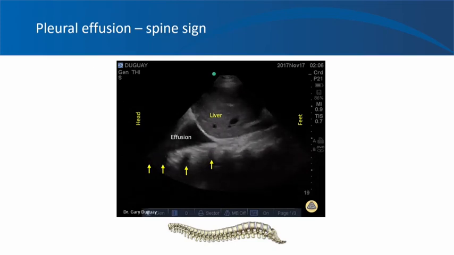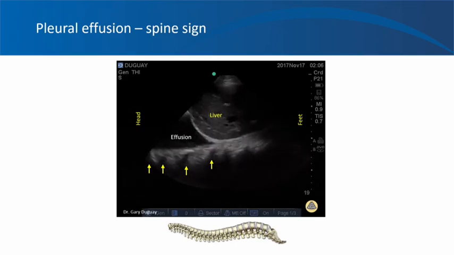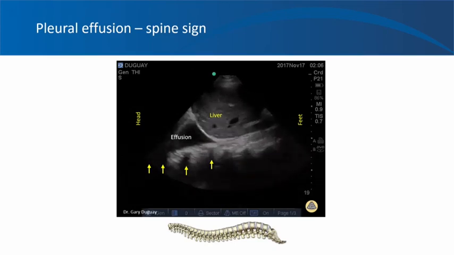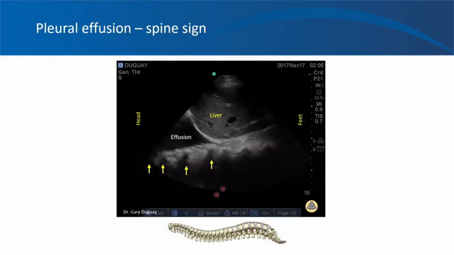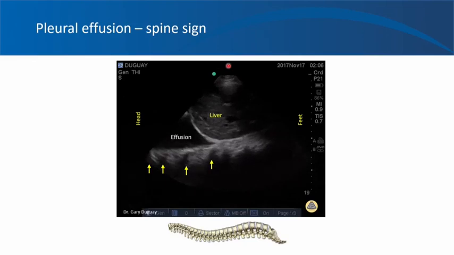And a small effusion will only be detected posteriorly in the supine subject. So this is anterior and this is posterior, because closer to the probe is anterior because you are scanning from the front of the patient. And a larger pleural effusion will be more anterior because it starts expanding and coming towards the front of the patient.